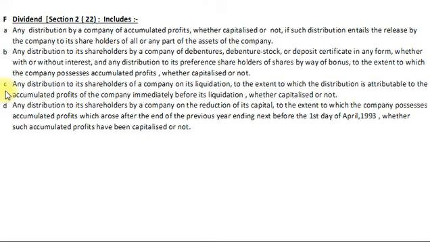Next, any distribution to its shareholders of a company on its liquidation to the extent to which the distribution is attributable to the accumulated profits of the company immediately before its liquidation, whether capitalized or not. Here, point number 3 mentions the distribution to its shareholders at the time of its liquidation, that is, winding up of a company.